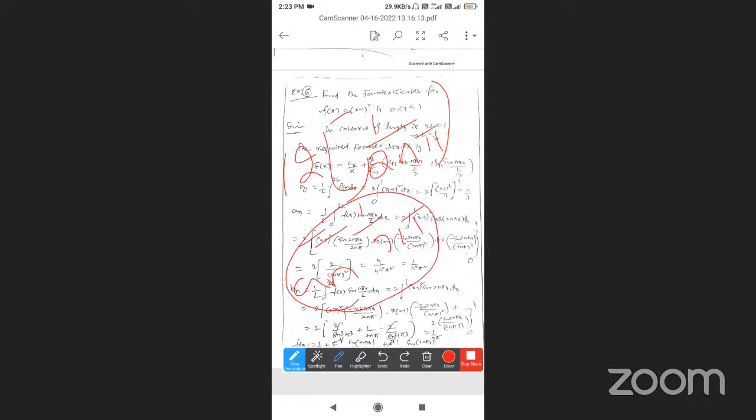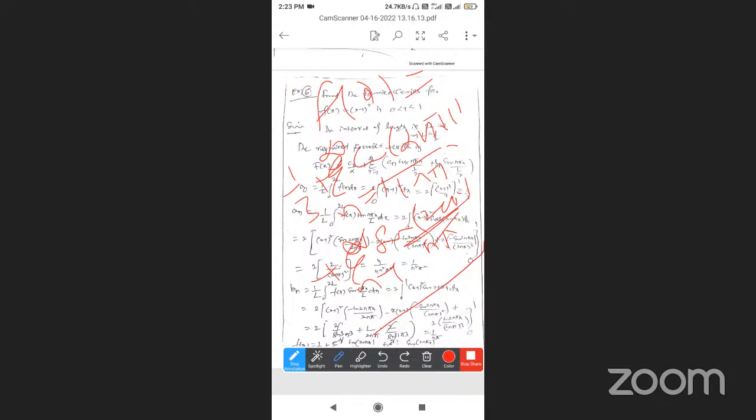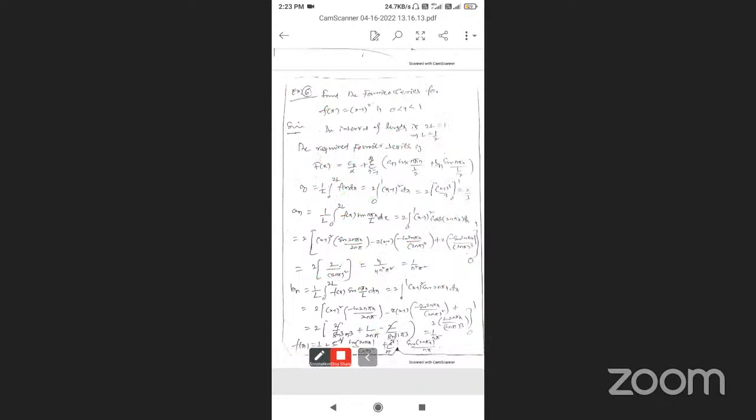So we have the an value, bn value, and a naught value from the star equation. We got the result: f of x is equal to 1 by 3 plus summation of n is equal to 1 to infinity cos 2n pi x by n pi, the whole square, plus summation of n is equal to 1 to infinity sin 2n pi x by n pi. So this is a single term. We got the result, it is completed. The interval remains the same. Next.